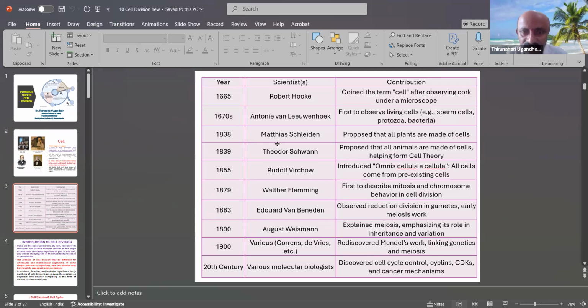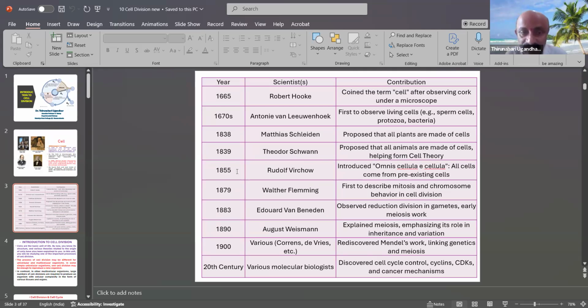In 1838, Matthias Schleiden proposed that all plants are made up of cells. Every cell performs all metabolic activities, for example photosynthesis, respiration, nitrogen metabolism, growth, and development, within the single cell of a plant. Then in 1839, Theodor Schwann proposed that all animals are made up of cells, contributing to the cell theory.